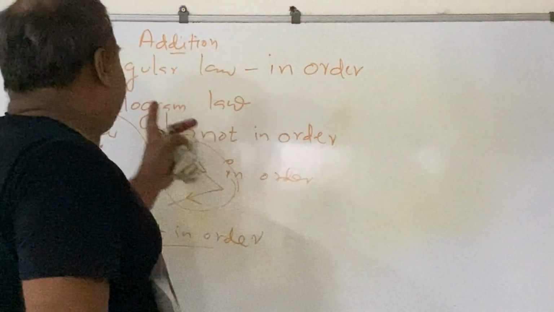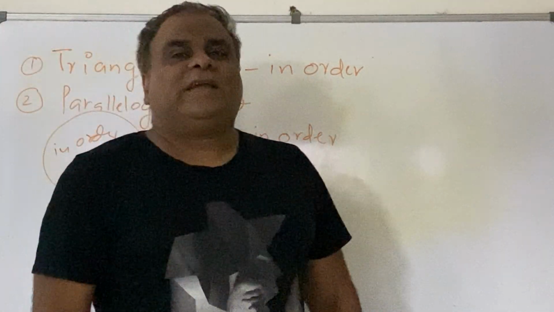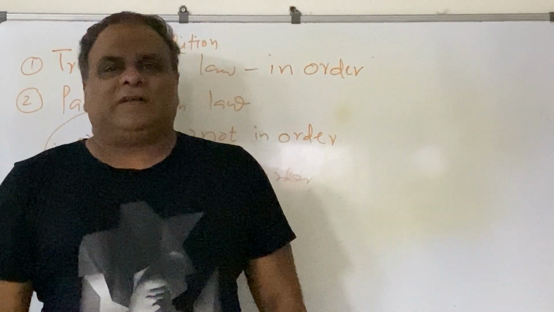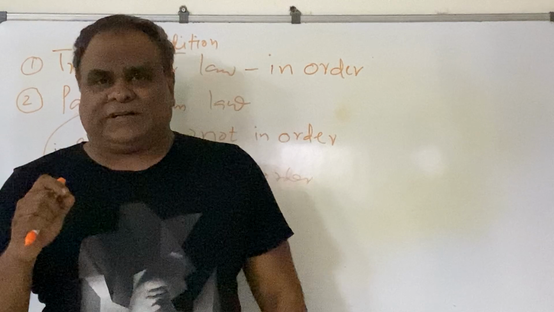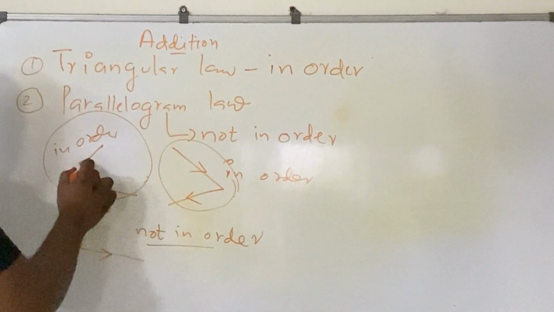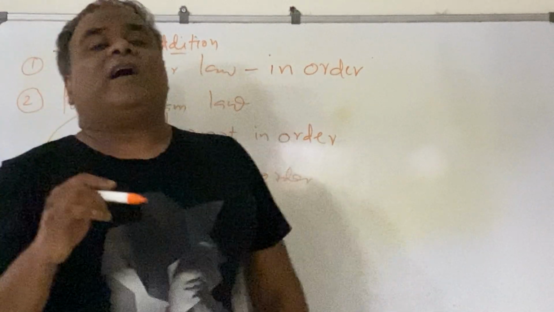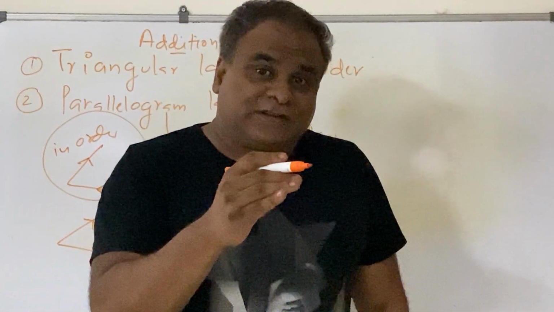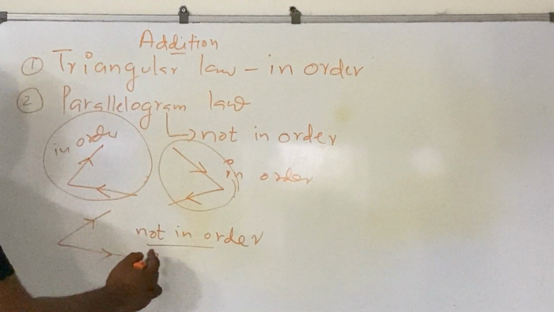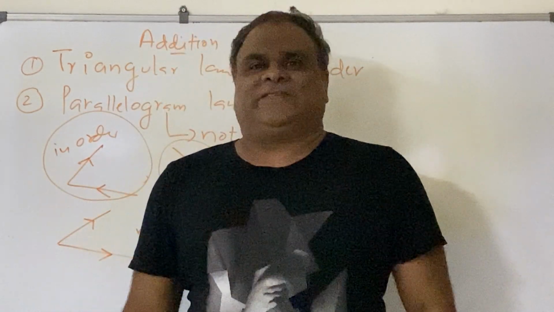So if the vectors are in order, we use the triangular law. If the vectors are not in order, we use the parallelogram law. What do you mean by the vectors being in order? If both the vectors are in clockwise or both the vectors are in anti-clockwise, they are in order. If one vector is in clockwise direction and the other vector is in anti-clockwise direction, they are not in order. You understood? In the last video, we discussed this. Clear?